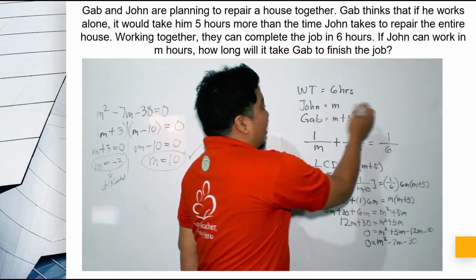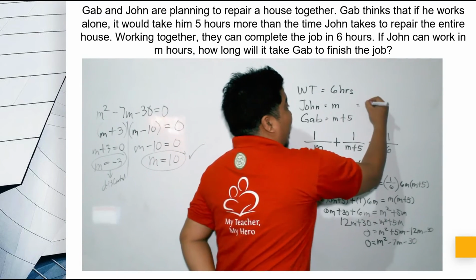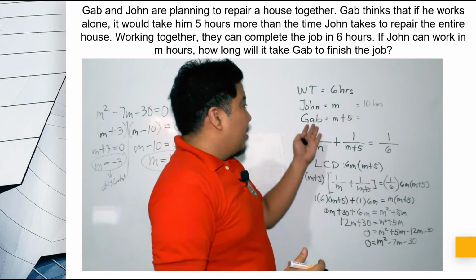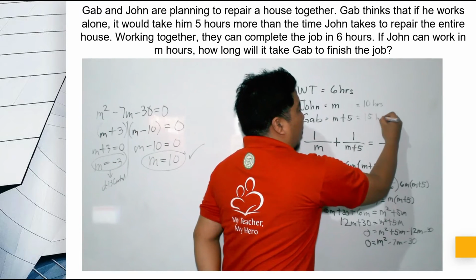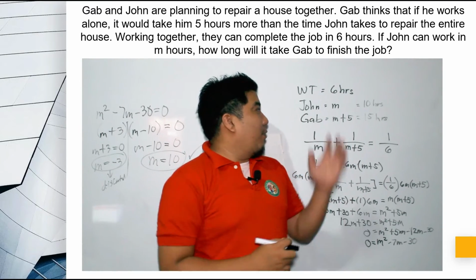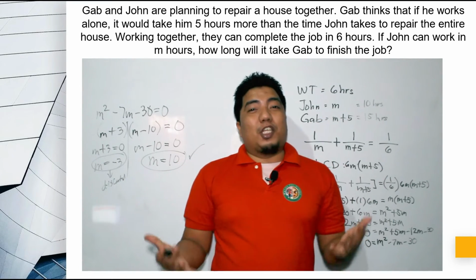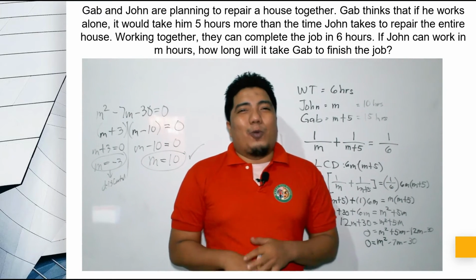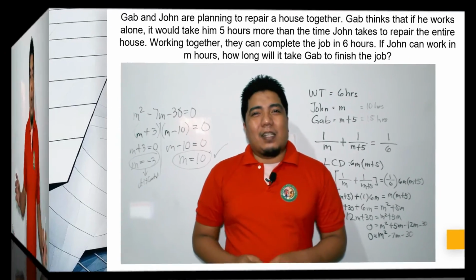So since m here is John, therefore, John can do the job in 10 hours. While Gab, m plus 5, that is 15 hours. So, we have now our answer for John to finish the job alone and for Gab to finish the job alone. That is 10 hours and 15 hours respectively. Easy, right? Now, let us go to the last problem.